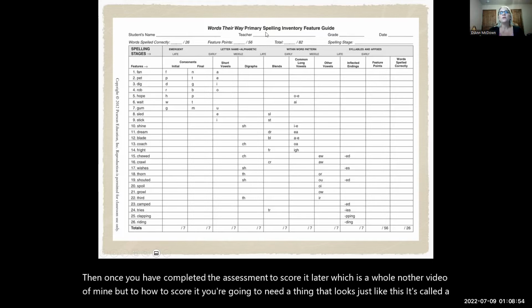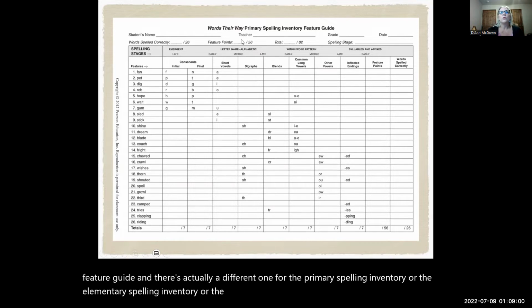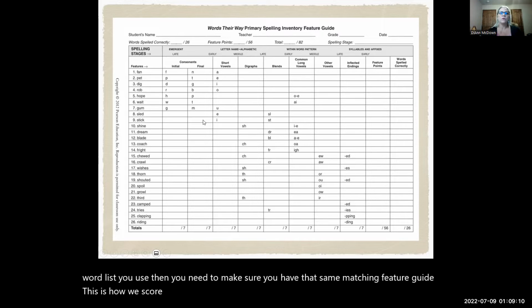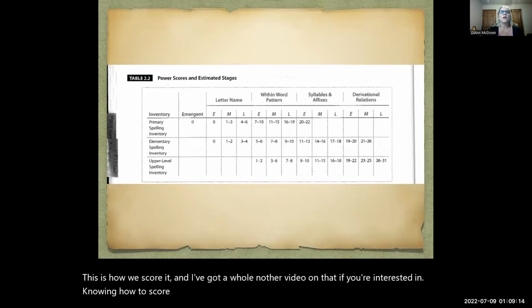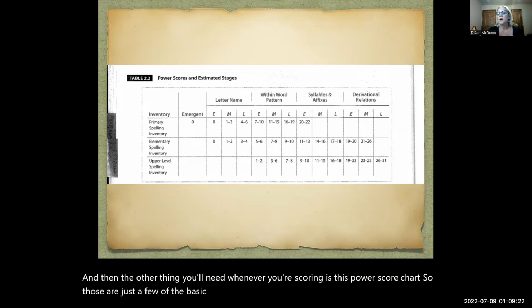And there's actually a different one for the primary spelling inventory, or the elementary spelling inventory, or the upper elementary one. So whichever spelling inventory or word list you use, you need to make sure you have that same matching feature guide. This is how we score it. And I've got a whole other video on that if you're interested in knowing how to score it later. And then the other thing you'll need whenever you're scoring is this power score chart. So those are just a few of the basic things you'll need.